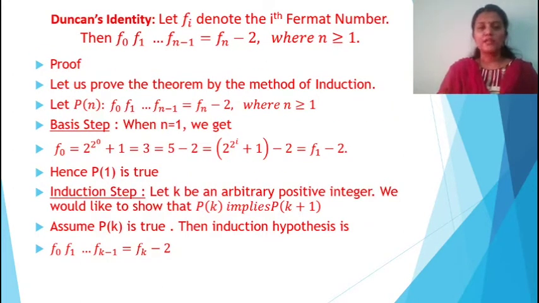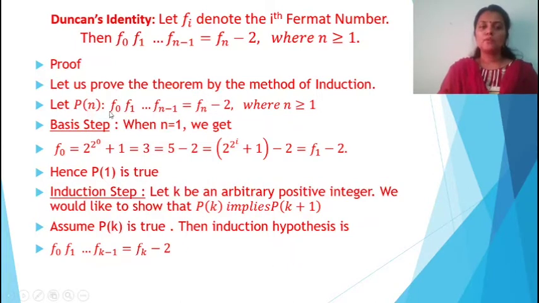Let Fi denote the ith Fermat number. Then F0 F1 etc. up to Fn minus 1 is equal to Fn minus 2, where n is greater than or equal to 1. So this is the 0th Fermat number, the first Fermat number, etc., up to the n minus 1 Fermat number; the product of these numbers is equal to Fn minus 2. We can prove the theorem by the method of induction.